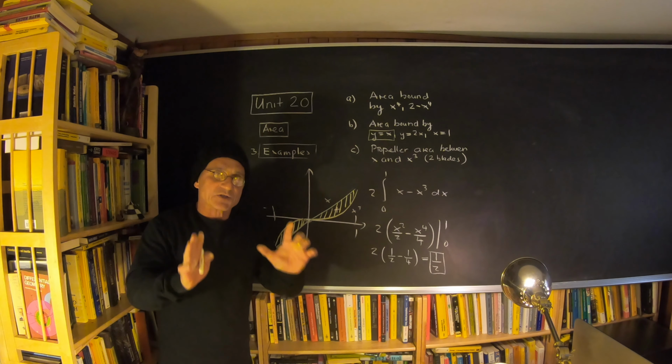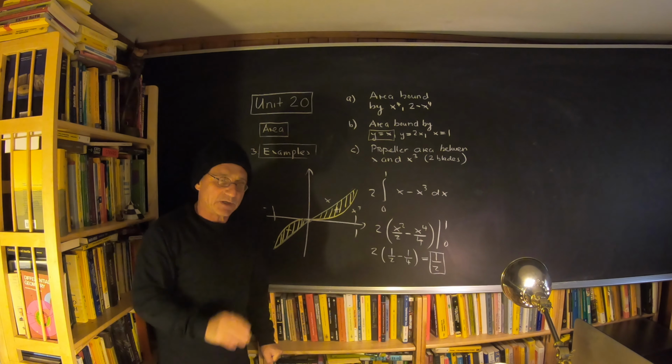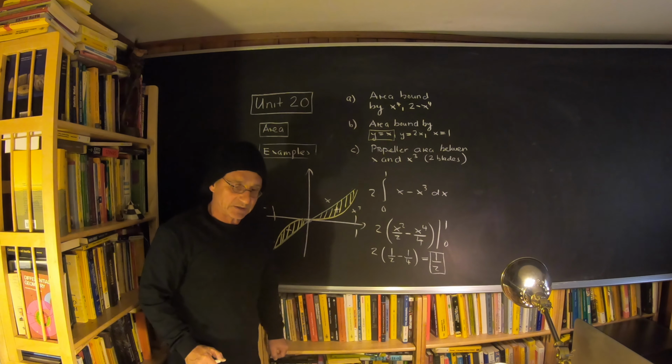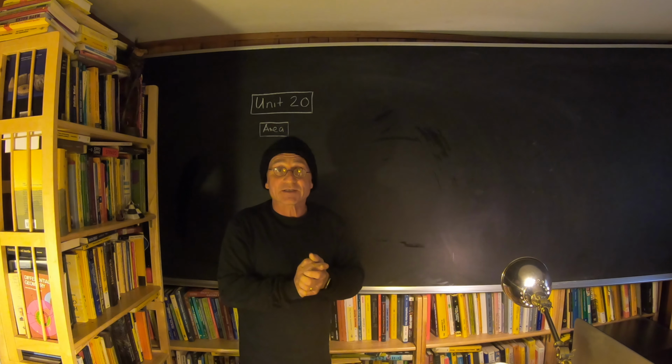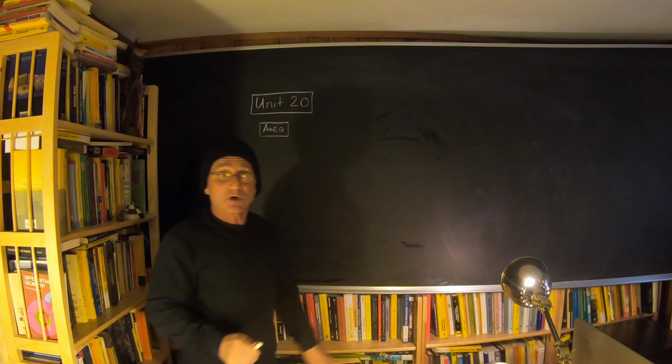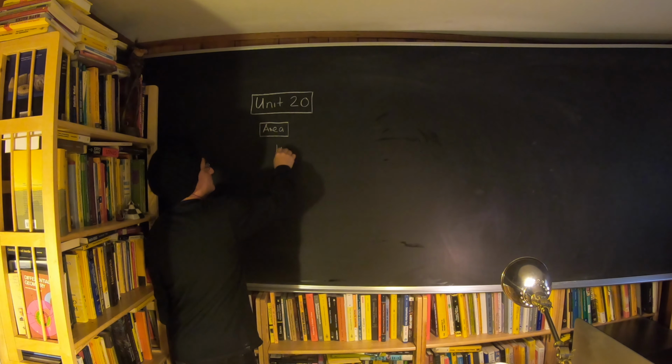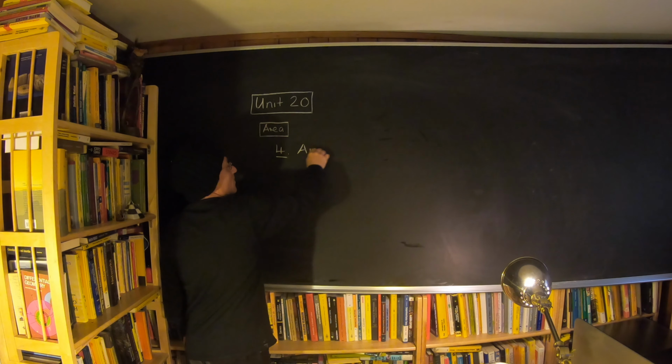Good. Now we are launching a more difficult example. The next section will be a little bit more difficult. This fourth section is completely dedicated to the circle, the area of the circle.